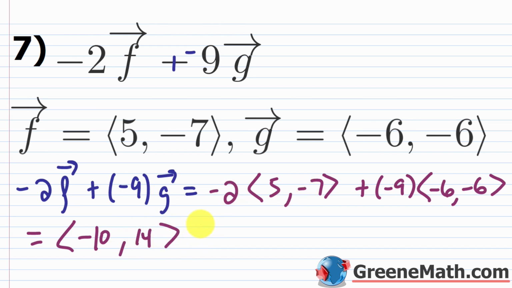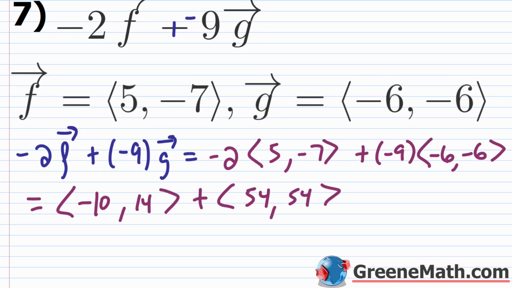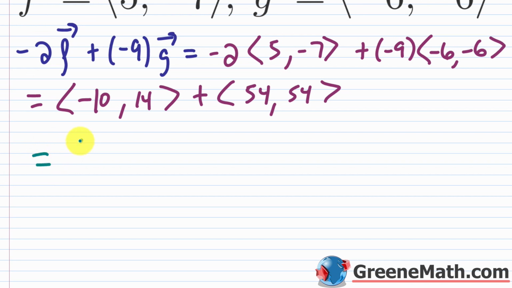Let's close that down. Then I have plus. Negative 9 times negative 6 is going to be 54. And it's going to be duplicated here because you have the same thing. So let's just put a 54 here as well. So let's come down here a little bit, and I'll say this equals. To finish this up, let's add the horizontal components. So negative 10 plus 54, that's going to be 44. Let's add the vertical components. So 14 plus 54, that's going to be 68.